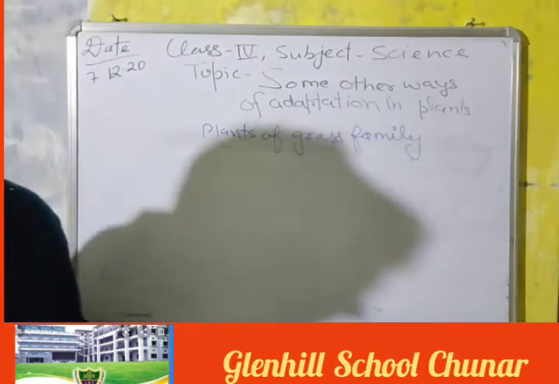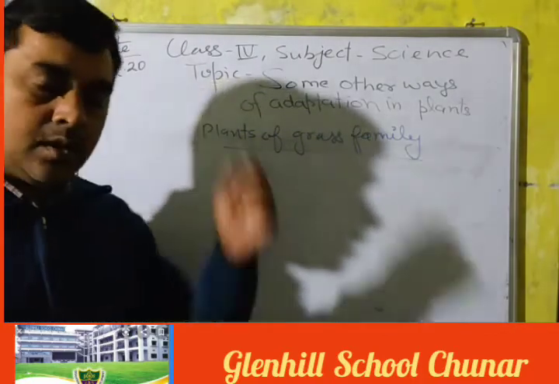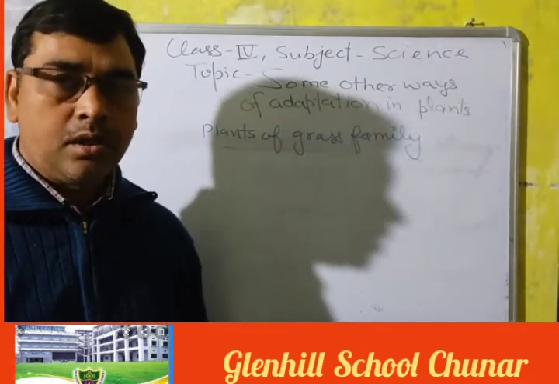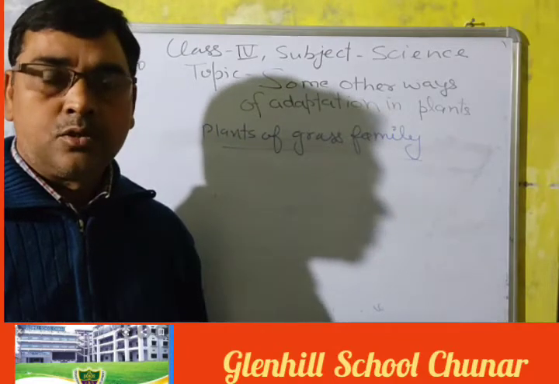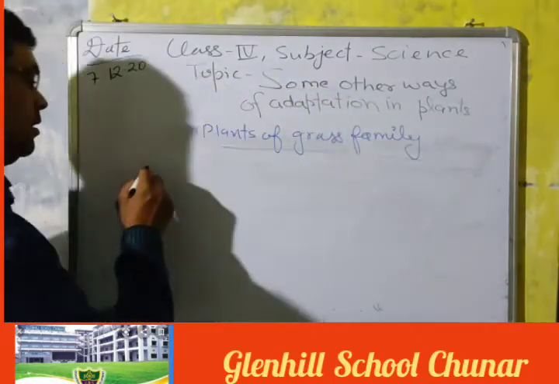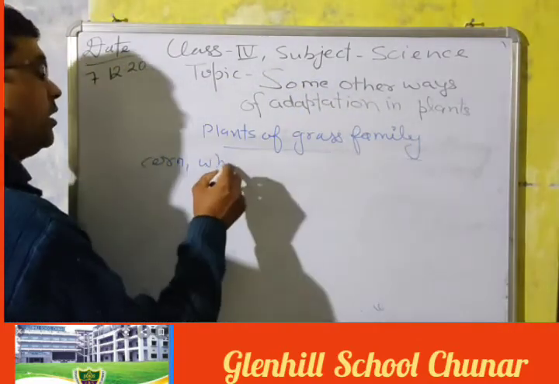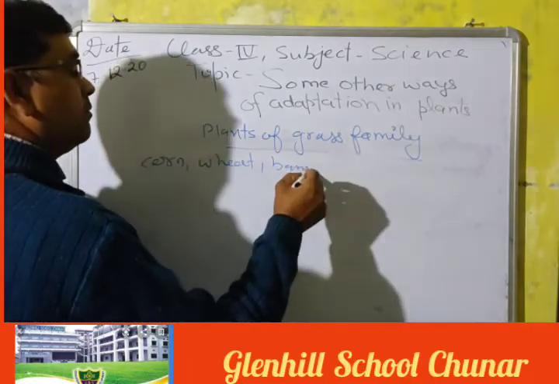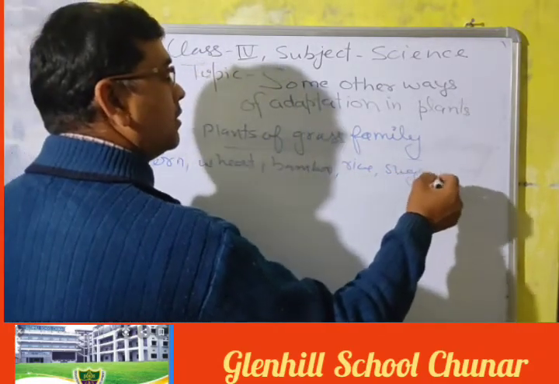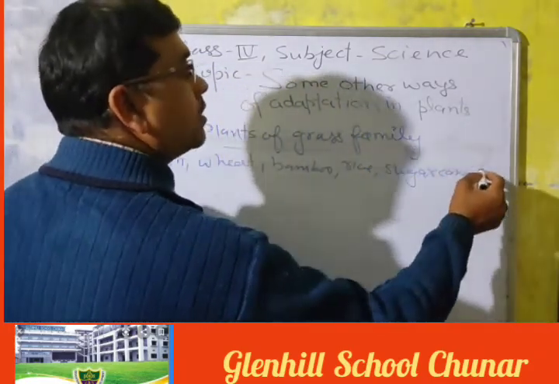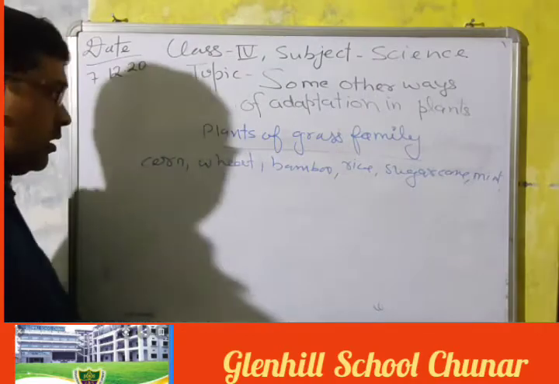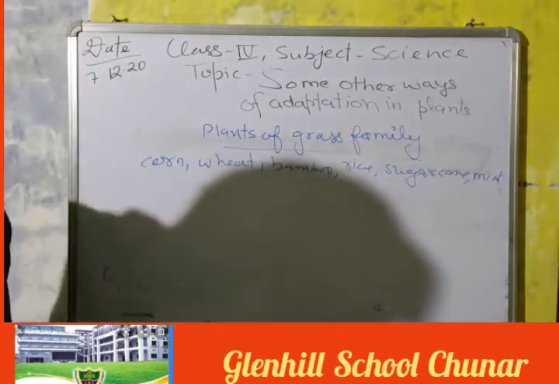Some plants have hollow stems and many branches. So, students, rice, paddy, wheat, sugarcane, bamboo, corn, and mint belong to the grass family. Paddy and rice are the same. These belong to the grass family. Okay.